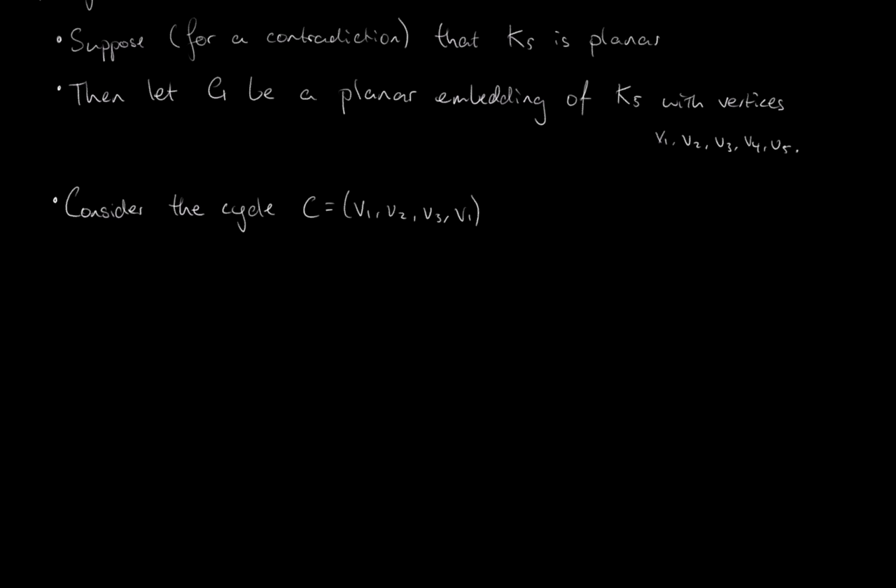Now, notice something about C. It's a cycle. It is also a simple closed curve, and you might be thinking about the Jordan curve theorem here, but we're not going to use it quite yet. So C is a simple closed curve.